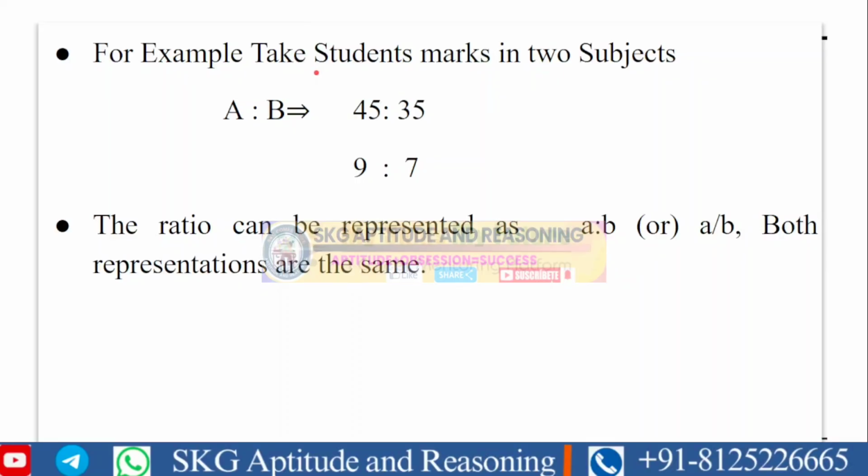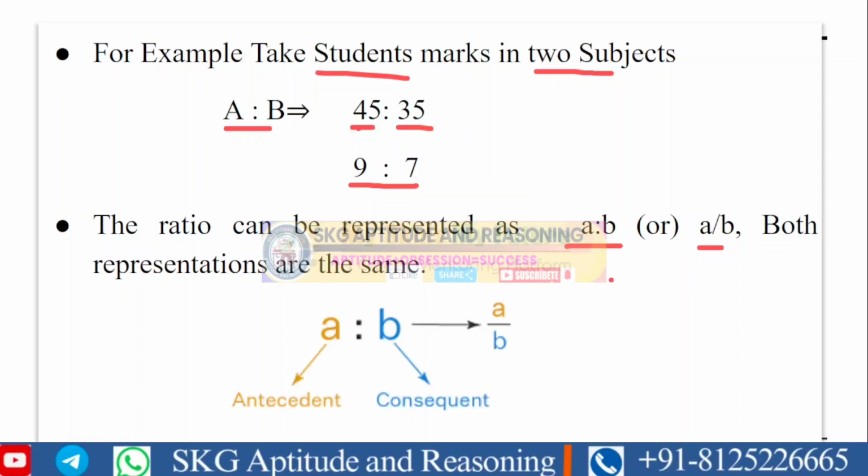Okay, let us consider a student in two subjects. Those two subjects are A is to B. A got 45 marks and B got 35 marks. If we observe the two observations or two subjects, the common element present between those two numbers is 5 table. If I eliminate the common element 5 table, the ratio will become what? 9 is to 7. As I told already, this can be represented as A is to B, or A by B, or A to B form. All the representations are the same.